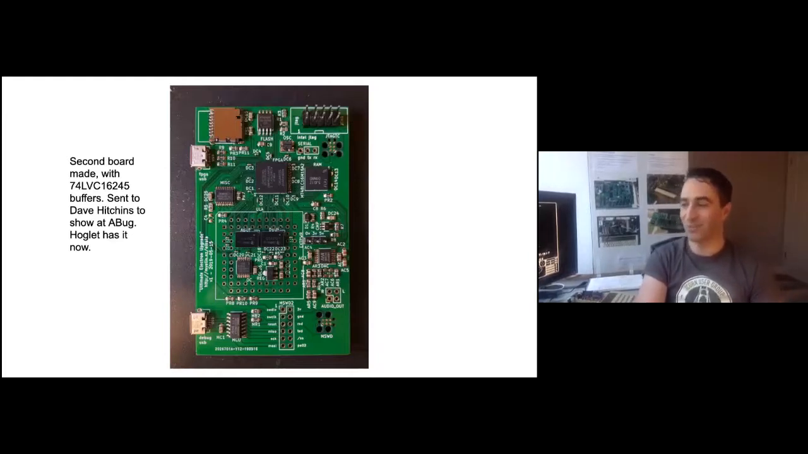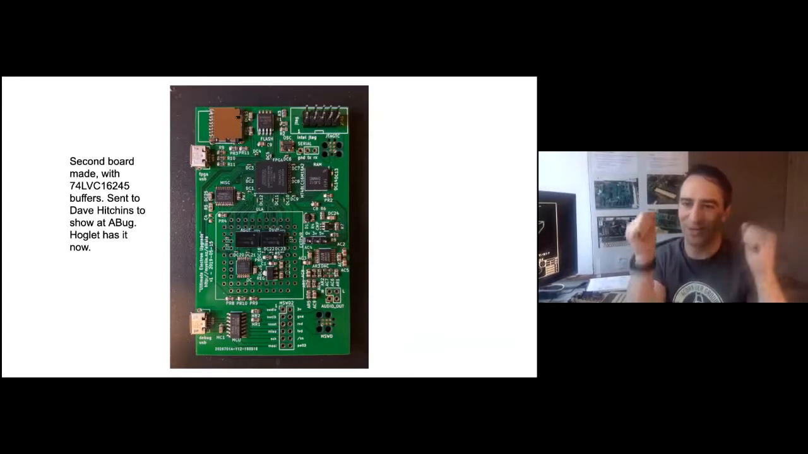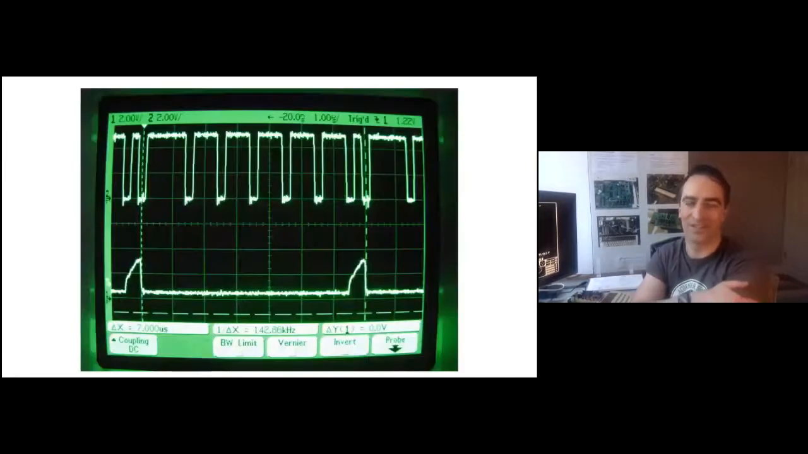But then I made this board pictured and sent it to Dave Hitchens, and he took it to Abug. So yay, people who knew what this was about got to see it. This one had other keyboard issues. Dave gave the board to Hoglet, and he noticed that on keyboard reads, the ULA wasn't correctly stretching the clock at all.